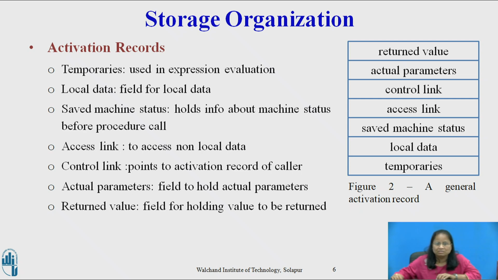Actual parameters. The field for actual parameters is used by the calling procedure to supply parameters to the called procedure. We show space for parameters in the activation record, but in practice, parameters are often passed in machine registers for greater efficiency. Return value. The field for the return value is used by the called procedure to return a value to the calling procedure. Again, in practice, this value is often returned in a register for greater efficiency.